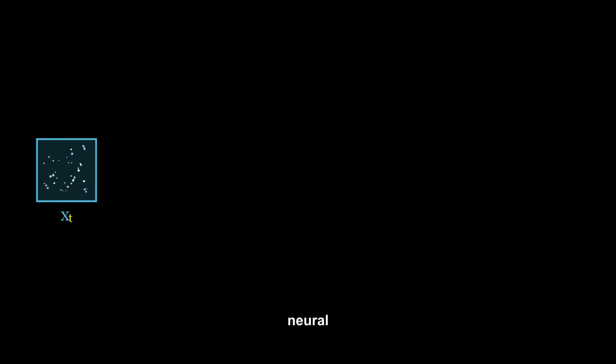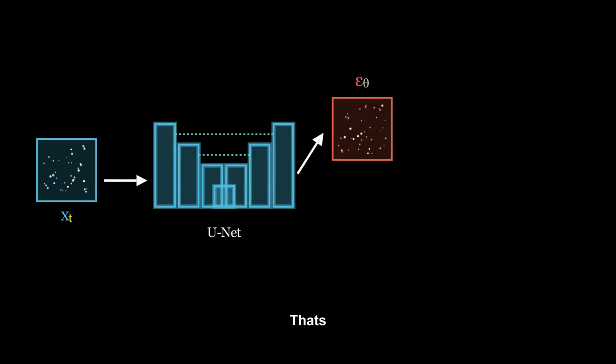Now for the reverse process. We train a neural network to undo this damage. But here is the crucial part. The network doesn't try to predict the final clean image. That's too hard. Instead, it looks at the noisy image, xt, and tries to predict only the noise, epsilon, that was just added to it.